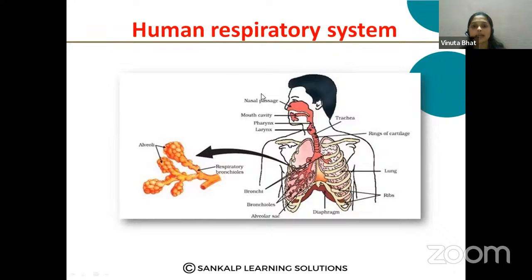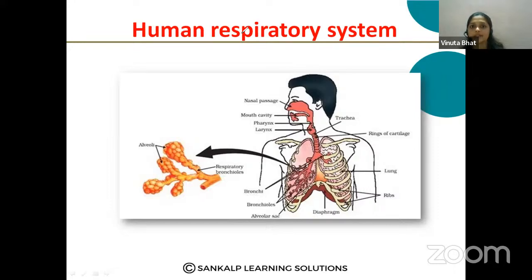Just observe this diagram. Air enters through the nasal passage. So nasal passage through entry ಆಗ್ತಾ ಇದೆ. Then it moves into the pharynx, then into the larynx, then trachea, then into the lungs. Okay, so this is the pathway of how it enters into our lungs.